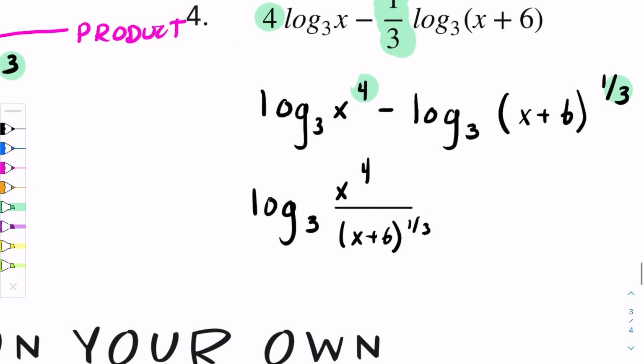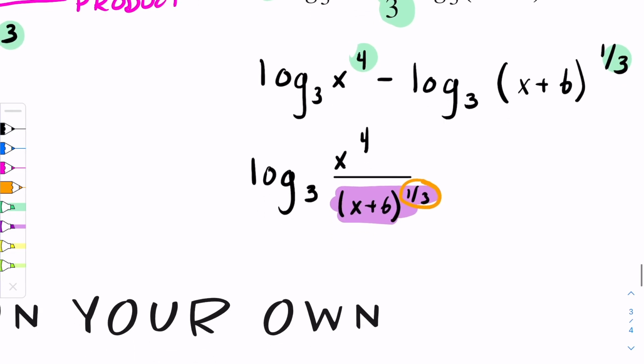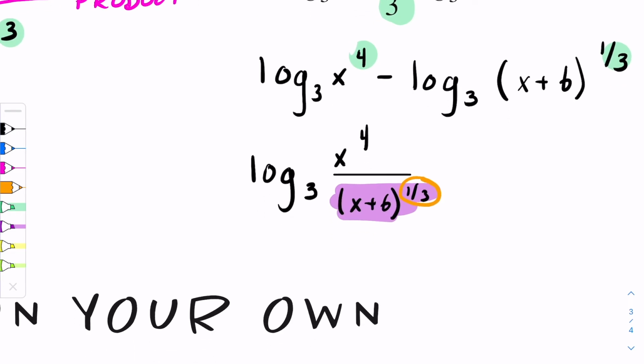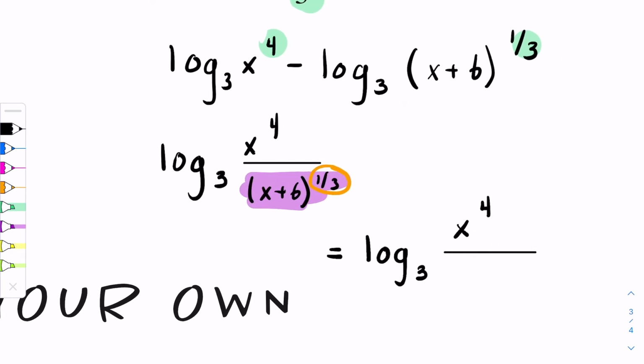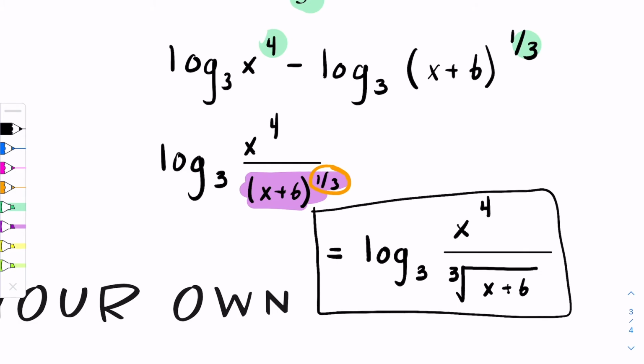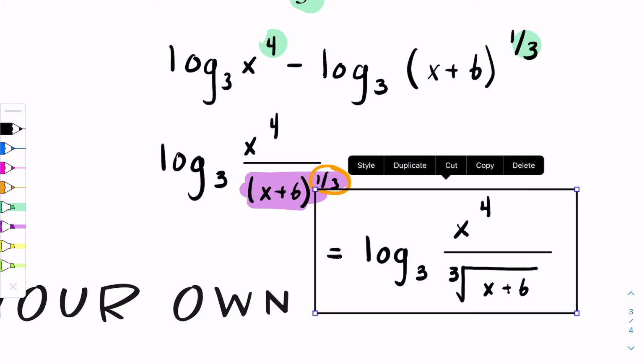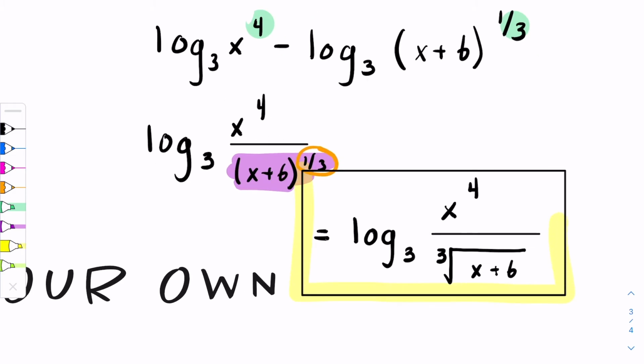There's one thing you need to notice on the denominator for this problem. Anytime you have an exponent that's a fraction like this, if you can convert it back to radical form, which you can on this one, you need to make sure you do that. So our final answer is log base 3, our numerator is x to the 4th, and our denominator becomes a radical, the cube root of x plus 6. I almost missed that on this one. But if you have an exponent that can be expanded or condensed all the way back to a radical, then please do that.